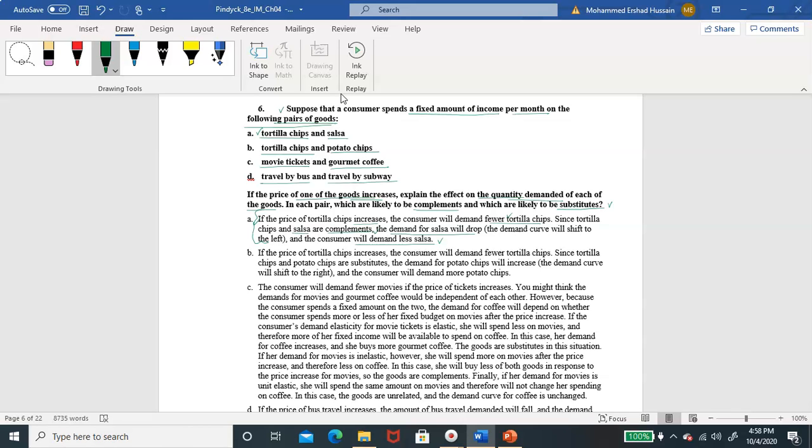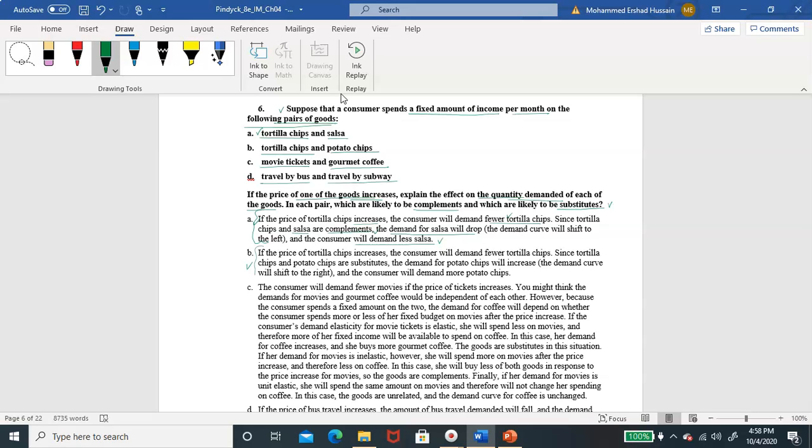Like DVD player and DVD, right? Like tennis racket and tennis ball. If the price of tennis rackets increases, people will buy fewer tennis rackets. Then they will also buy fewer tennis balls, right? They don't need them because they are not playing. It's becoming expensive. Okay. So the same situation here.